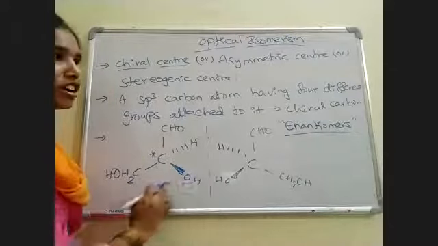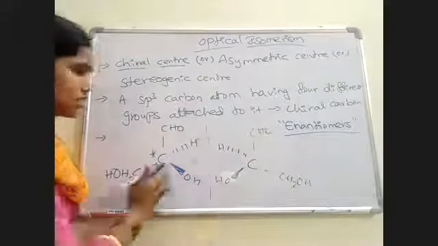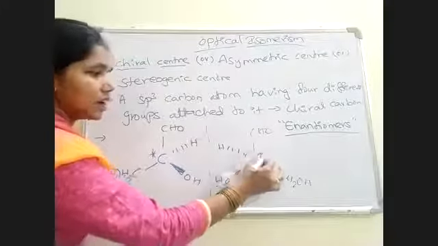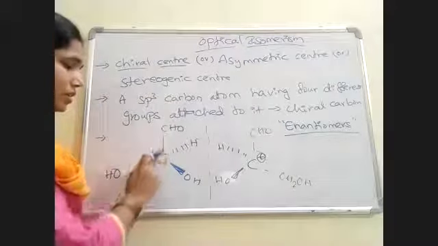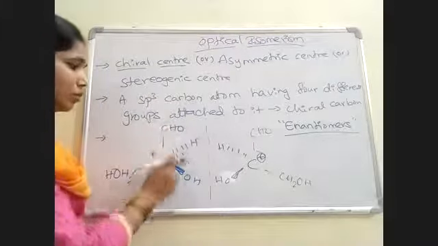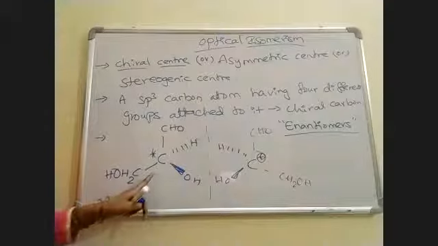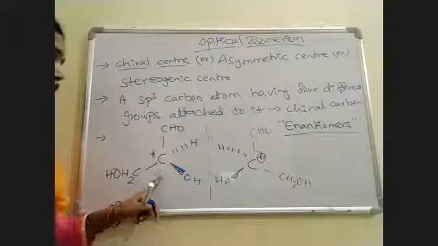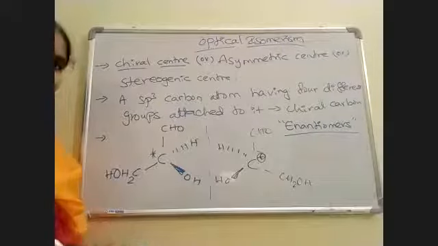Stereoisomers having non-superimposable mirror images are called enantiomers. And this is the chiral carbon. A chiral carbon is an sp3 carbon in which 4 different groups are attached to it. This is called chiral carbon, and the molecule showing chiral carbon is called a chiral molecule.